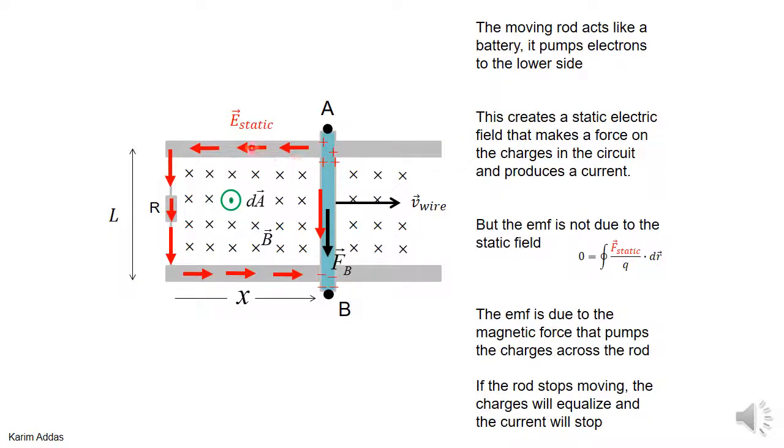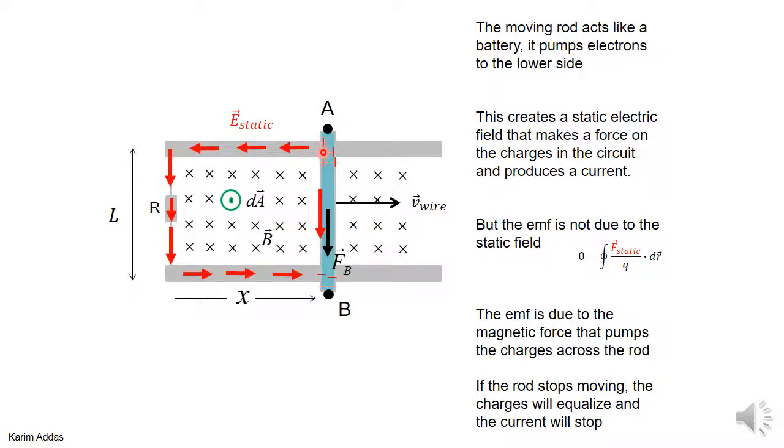So the static electric field is making the force on the charges, but the EMF in the circuit is not due to this static field. Remember, if you integrate the static electric field over a closed loop, you get zero. So it's not the static electric field that's making the EMF. The EMF is coming from the magnetic force that's pumping the charges from one side of the rod to the other. And the proof of that is that if you stop the rod from moving, the charges will equilibrate and everything will stop.